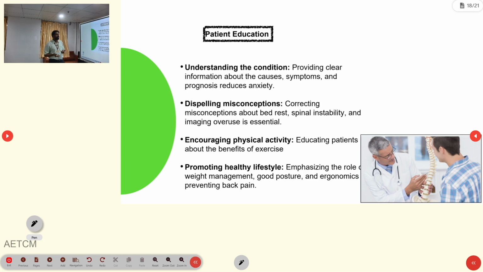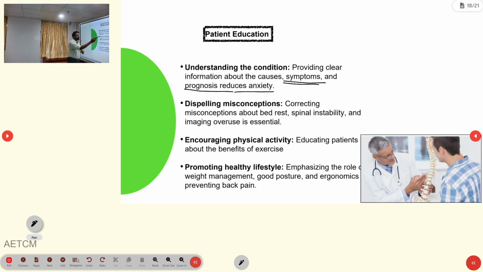So they will be confused, or they will be so much concerned that if they do some activity, it will increase their disc problem. So we need to educate them about the spine, about their own spine, about the conditions that they have, and what are the problems that may cause an issue with them, and most of the conditions won't be affecting, or most of the activity won't be affecting or worsening their condition. This needs to be given to the patient, and we need to discuss the prognosis to reduce anxiety, as well as the various symptoms that he might encounter. This should also be discussed.